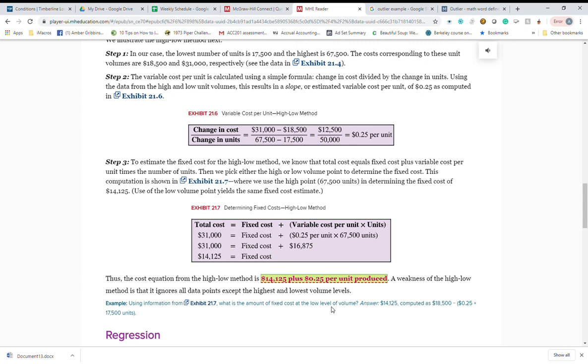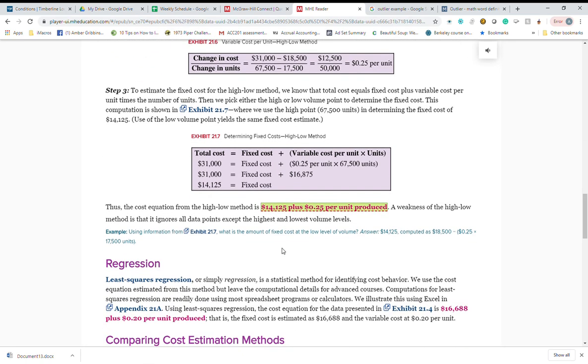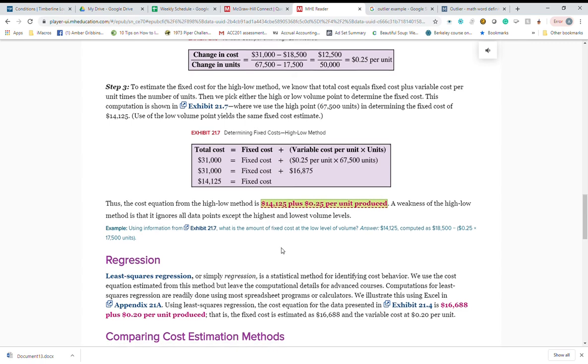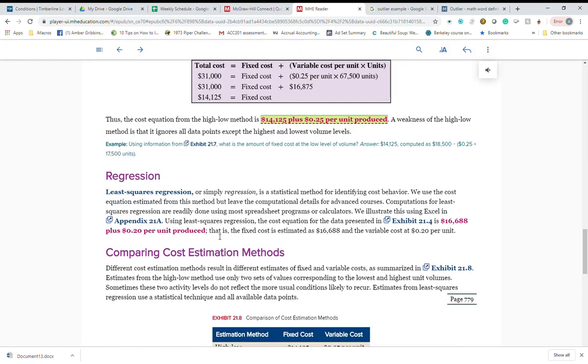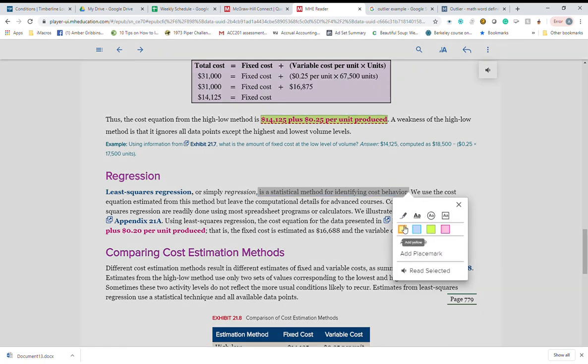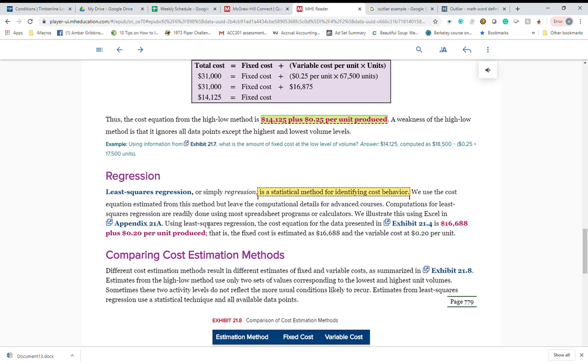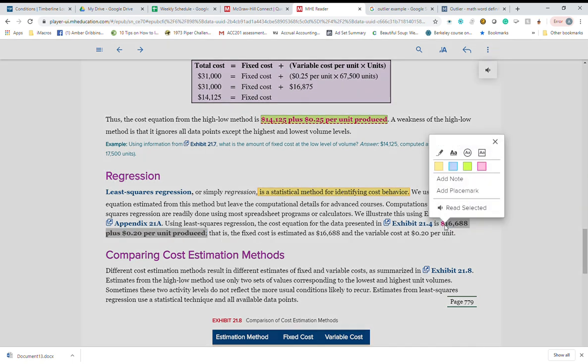So the only problem with high-low, and they put this in the book, is it ignores every single data point except for the highest and lowest volumes. And again, if you have outliers or that sort of thing, it kind of throws everything off. All right, so regression is something that we put into Excel, and it's statistical. Regression is in the appendix. We're not going to have it in the homework, but if you use Excel or the least squares regression, you can see that the equation they got is a little tighter.